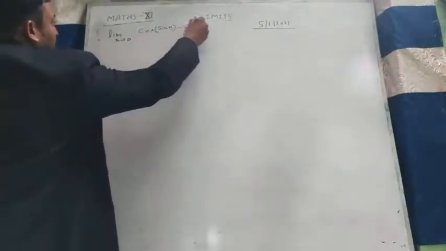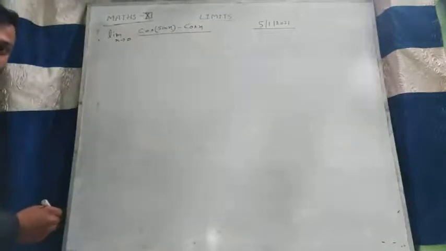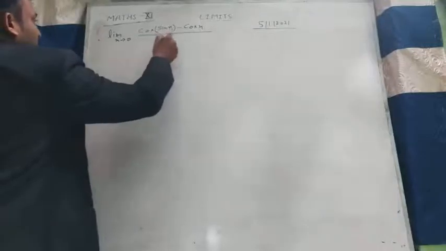Let's see. Our first question is: limit x tends to 0 of (cos(sin x) minus cos x) divided by x to the power 4. Okay students, this is our question and we have to find the limit.